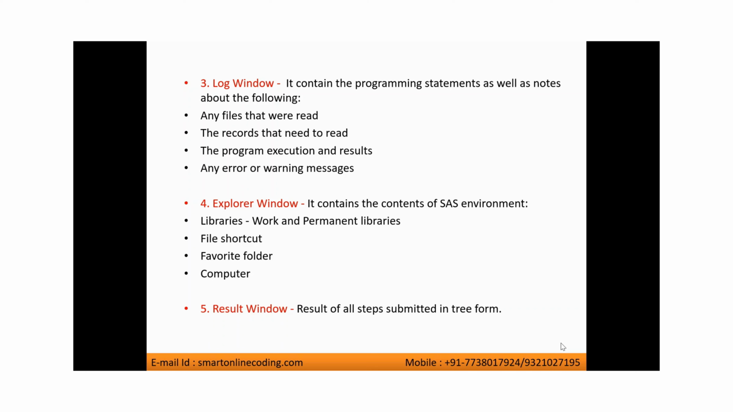The fourth window is the Explorer window. It contains the contents of the SAS environment. The Explorer window basically contains your libraries. Libraries are basically of two types, work and permanent libraries, which we will go through later: what these libraries are, how they are designed, and what data they can contain, in upcoming slides. File shortcuts are there, some folders are there, and a computer icon is there.